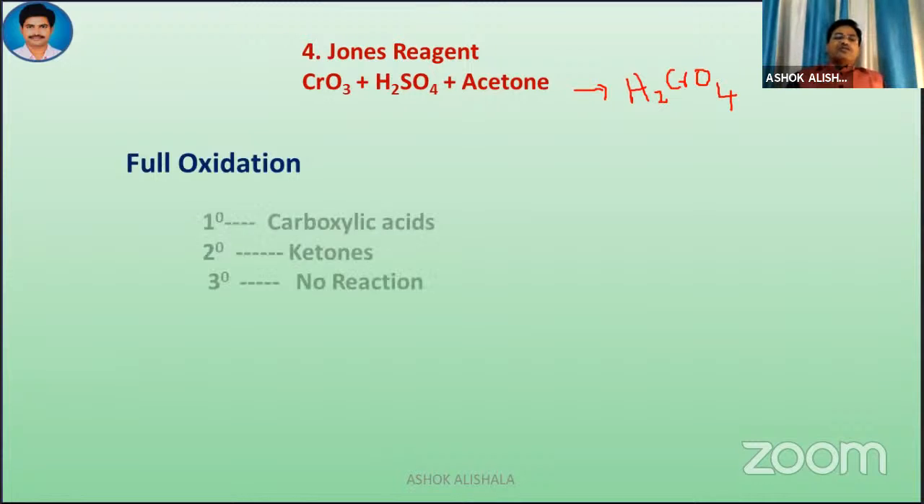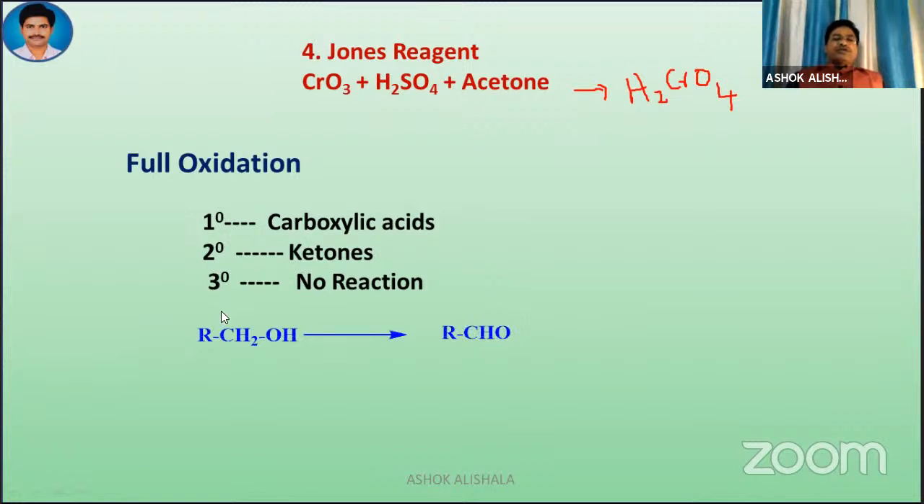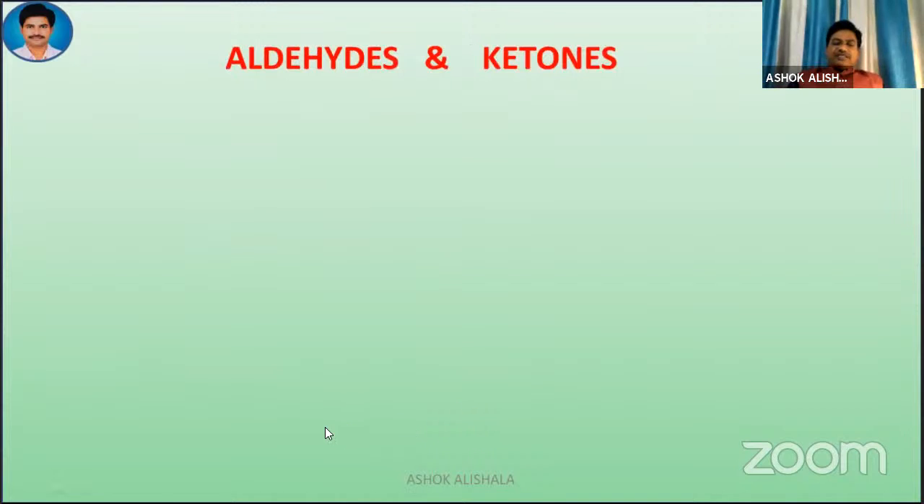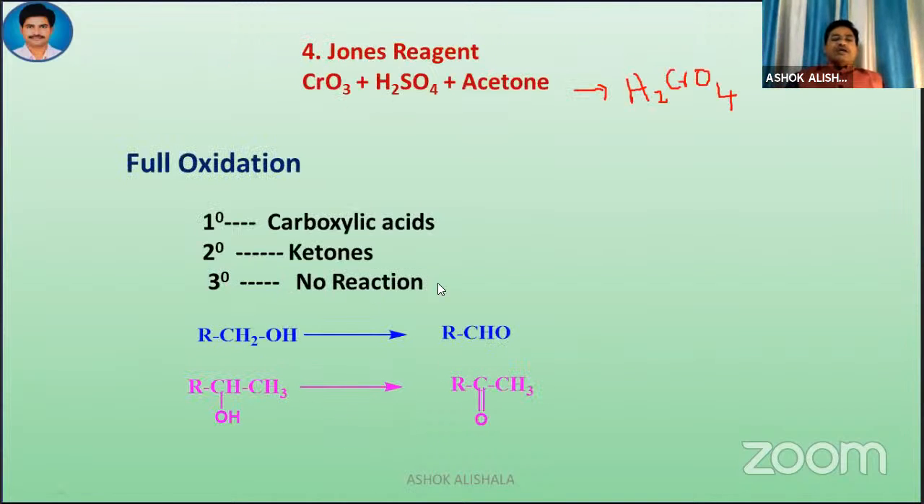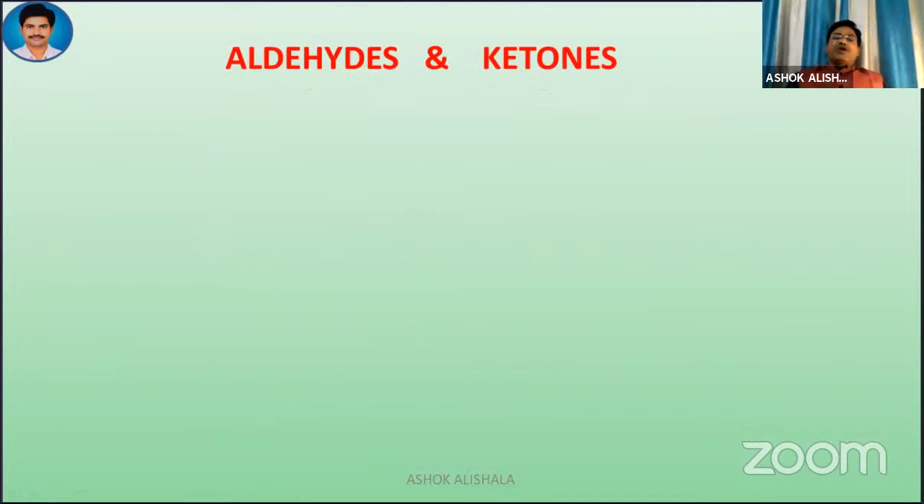This is also full oxidation: primary, that is 1 degree alcohols will give the carboxylic acid, 2 degree alcohols will give the ketones, whereas 3 degree alcohols have no reaction. That is, primary alcohol gives the aldehyde, secondary alcohol will give the ketone, whereas tertiary alcohols do not undergo any change in presence of Jones reagent. What is Jones reagent? It is a mixture of chromic oxide, sulfuric acid and acetone. Now aldehydes and ketones, then what happens in this case?